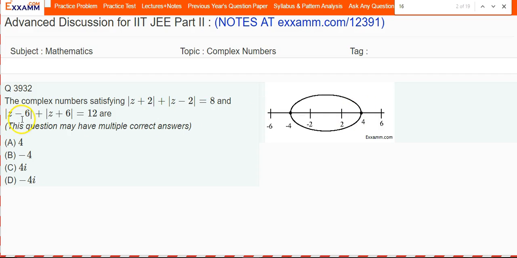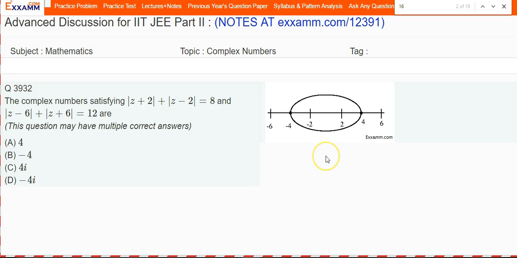Now the second equation is being given as modulus of z minus 6 plus modulus of z plus 6 is equal to 12. Now here what is the value of modulus of z1 minus z2? It is 6 minus minus 6, that is modulus of 12, that is 12, which is equal to 12. So this would represent a straight line, a straight line segment between minus 6 to 6, as we had explained in the theory. So between minus 6 to 6, this line would meet the ellipse at the vertices, that is minus 4 and 4. So the correct answers are 4 and minus 4.